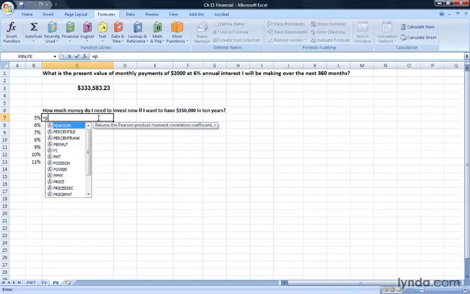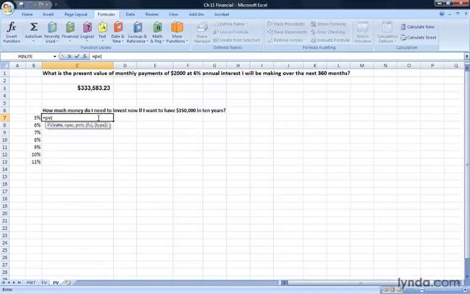Equals PV, left parenthesis. We want to be referring to this 5% right here, comma, 10 years, comma. We're not going to be making any payments here, 0, comma. We'd like to reach $150,000. Be sure not to put a comma after the 150. If you work with financial functions, you wouldn't do that, but sometimes you slip up a little bit.